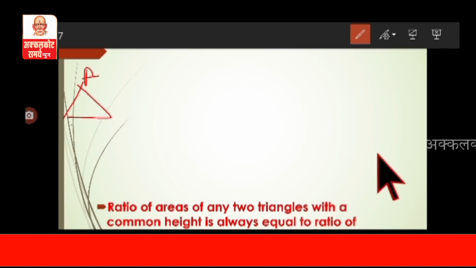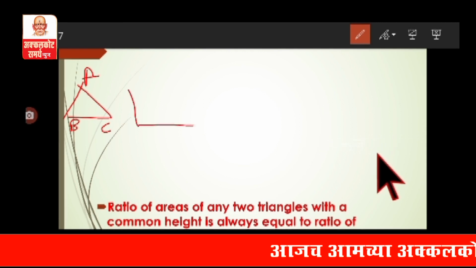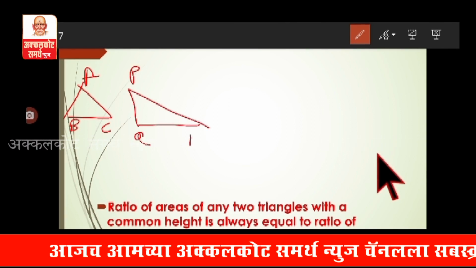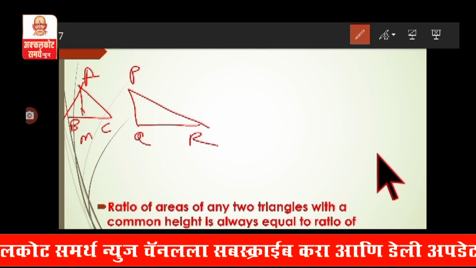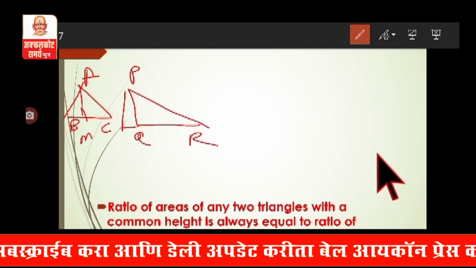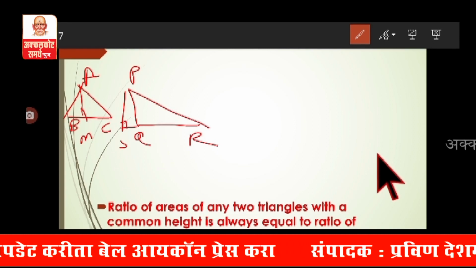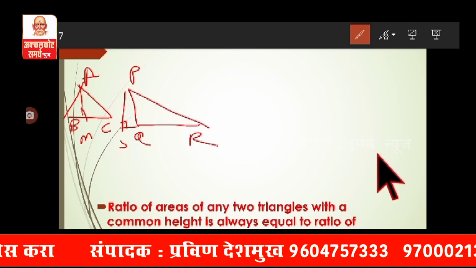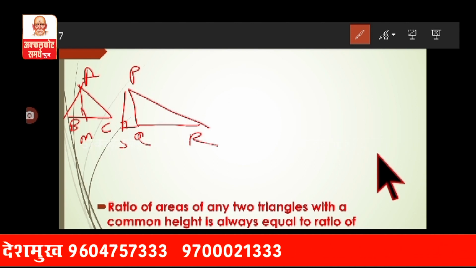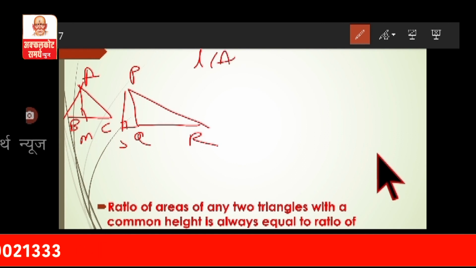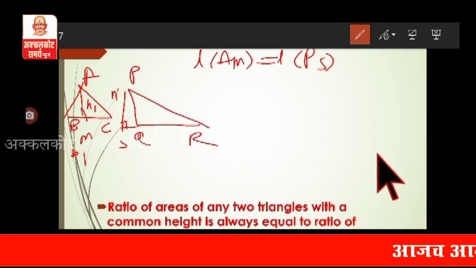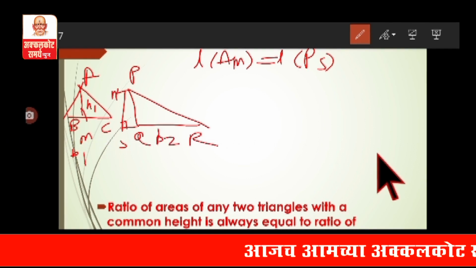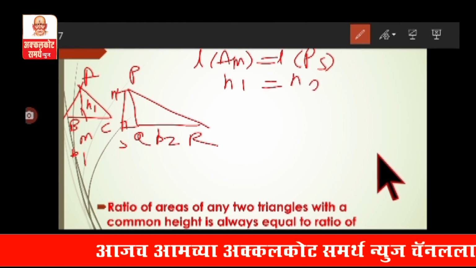See, so this is triangle ABC, and we have taken triangle PQR, and AM is the height, and here PS is the height they have shown. Now suppose the heights are equal, both triangles have the same height, that is, length AM is equal to length PS. We have considered this height H1 and base B1, and here height H2 and base B2. So now we have H1 equal to H2.